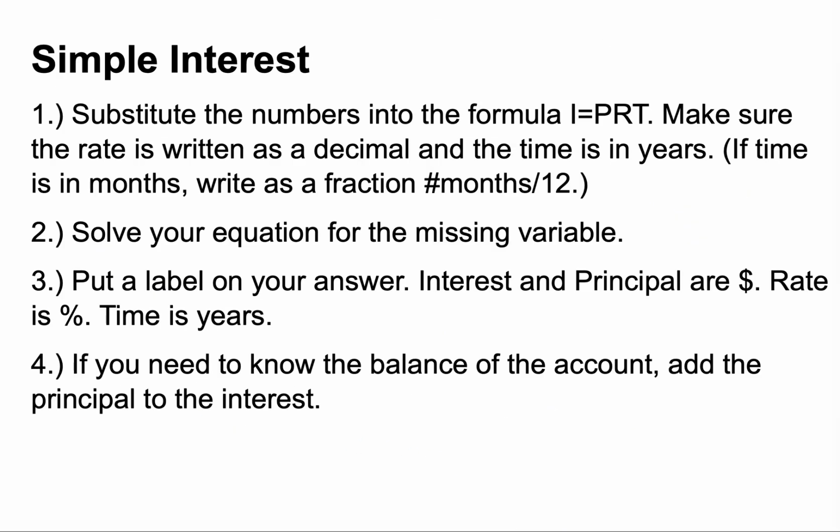All right, and then the last section we're going to review is 6.7, which is simple interest. So here's what we do for simple interest, just as a reminder. We substitute the numbers into the formula I=PRT. Make sure the rate is written as a decimal and the time is in years. If the time is in months, we need to write it as a fraction, the number of months divided by 12. You're going to solve the equation for the missing variable. You're going to put a label on your answer. Interest and principal have dollars, rate is percent, and time is years. If you need to know the balance of the account, you're going to add the principal to the interest.